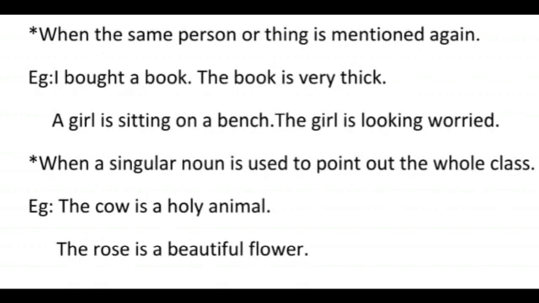Next one, when a singular noun is used to point out the whole class. Example, the cow is a holy animal. So the cow referred to the whole class. To mention the whole class of a singular noun, we use article the before it. Another example, the rose is a beautiful flower. Here also the rose. So that singular noun is used to point out the whole class.